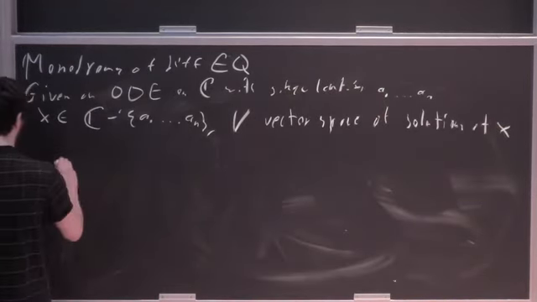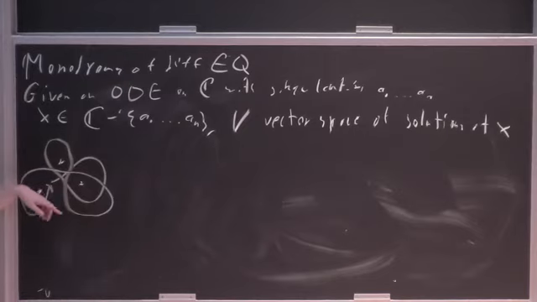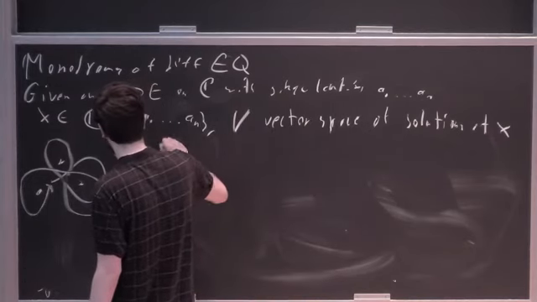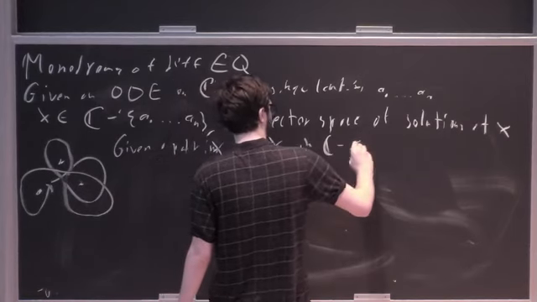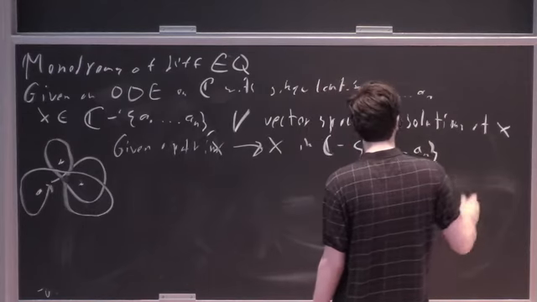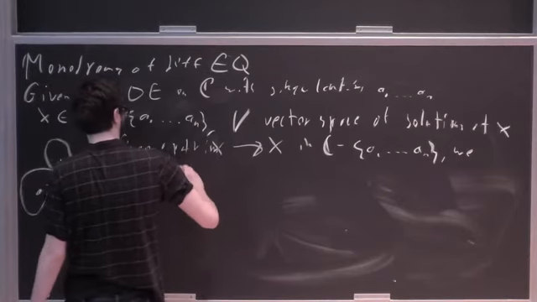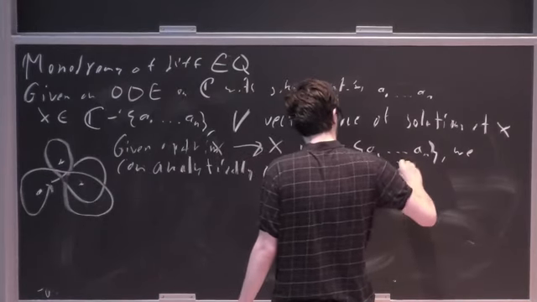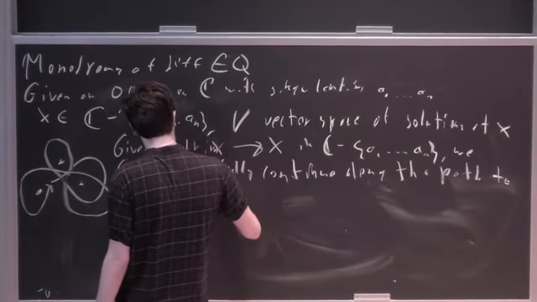And then, if we have any path in C minus these singularities starting in x and returning back to x, we can analytically continue these solutions along the path. And we get more solutions which might be the same or they might be different. So given a path from x to x in C minus A1 through AN, we can analytically continue along the path to get a map V to V.